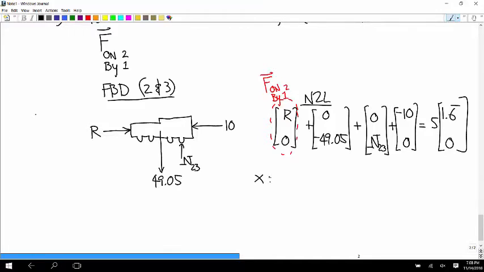So the x component says R plus 0 plus 0 minus 10 is equal to 5 times 1.6 repeating. So that is 8.3 repeating. And now you can solve for R, and you get that R is equal to 18.3 repeating.